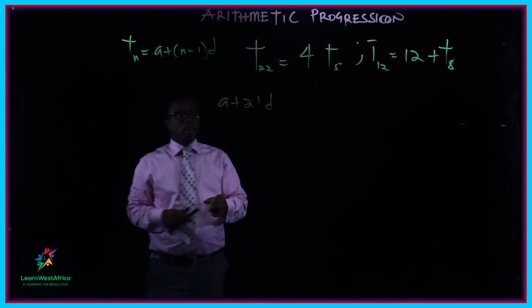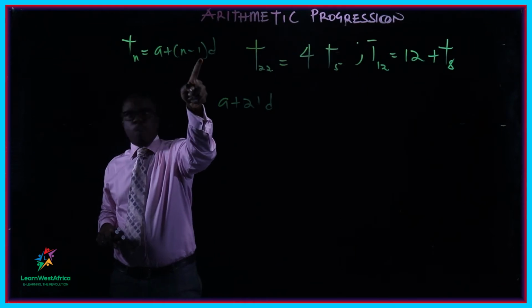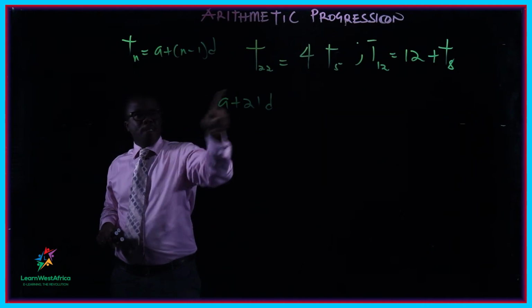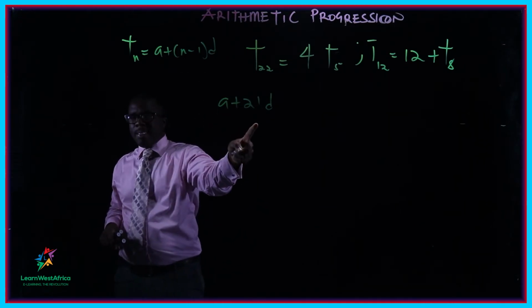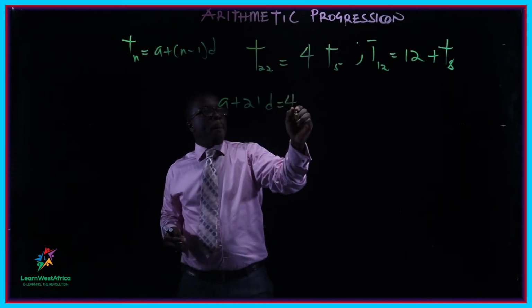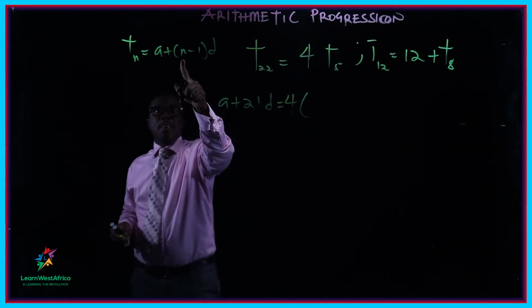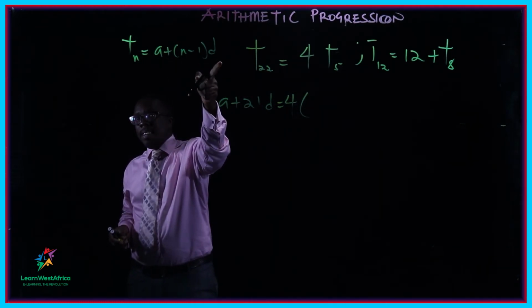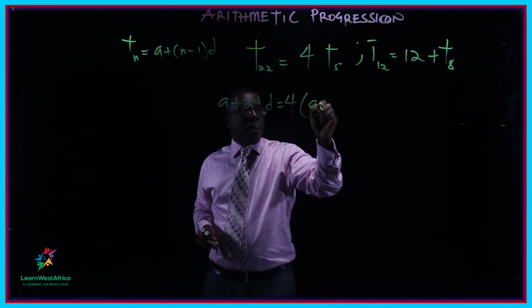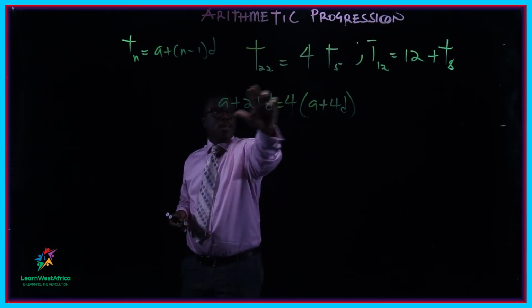Hope you're okay. Because if you were to put the 22 here, you're going to have a plus 22 minus 1 d. Okay? And 22 minus 1 will be 21. Therefore, the 22nd term will be a plus 21d. That's okay. Okay, so 4 into bracket, then our T5. The 5th term, if you were to put 5 here, you are going to get a plus 5 minus 1 d, which will give you a plus 4d. So here is a plus 4d. Okay, so this is what we get from the first part.